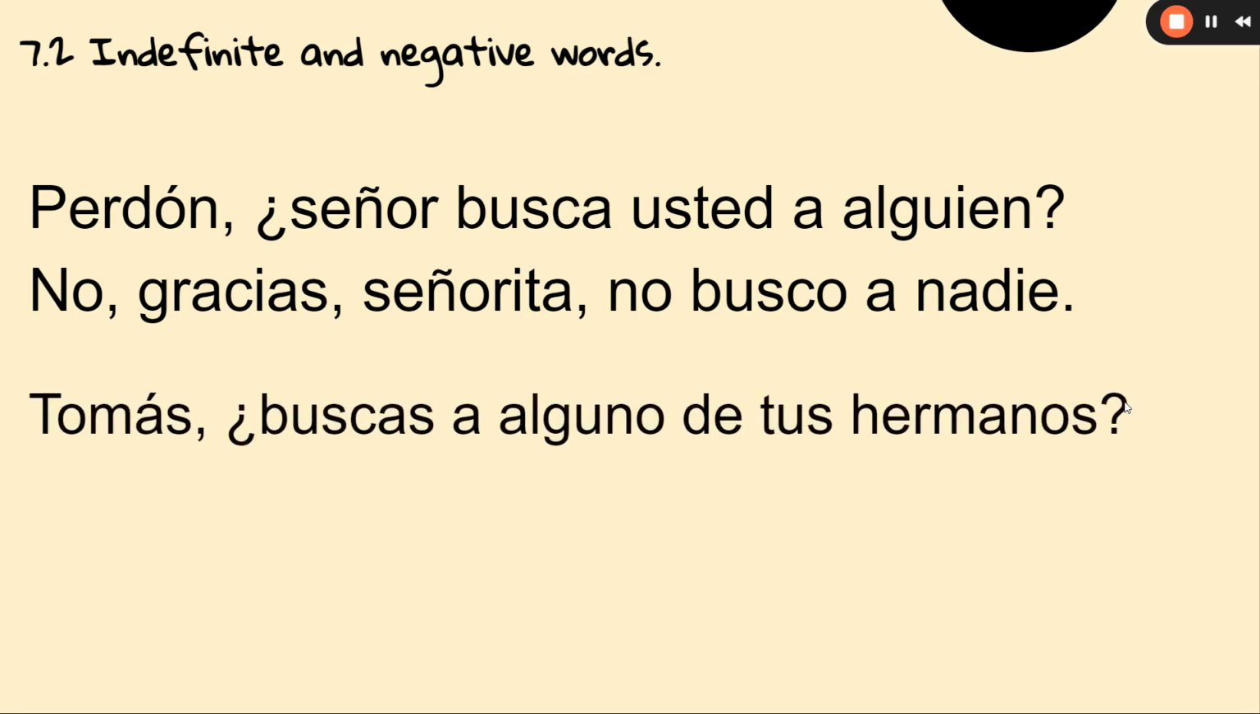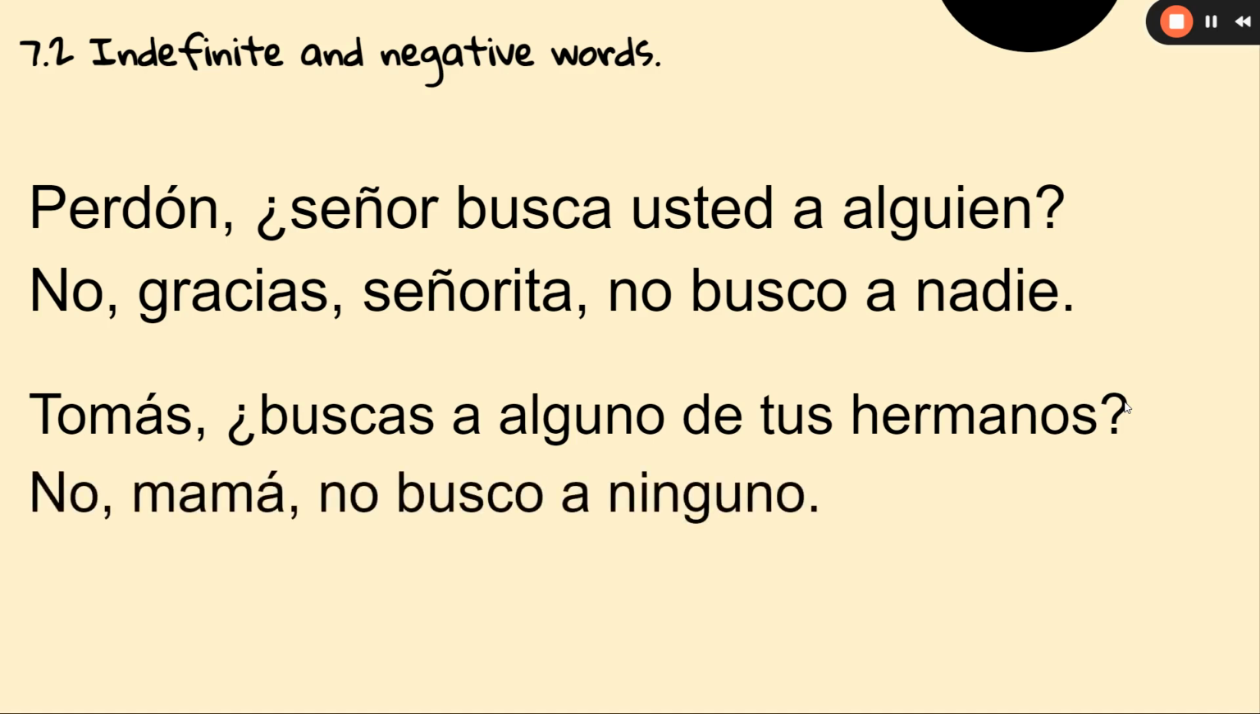Tomás, ¿buscas a alguno de tus hermanos? Are you looking for one of your brothers or some of your brothers? Okay, that is referring to a person, so that is why it has the a in front of it. No, mamá, no busco a ninguno. I'm not looking for any of them. Okay?